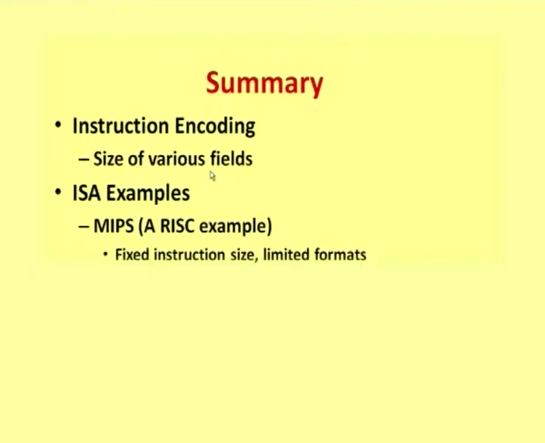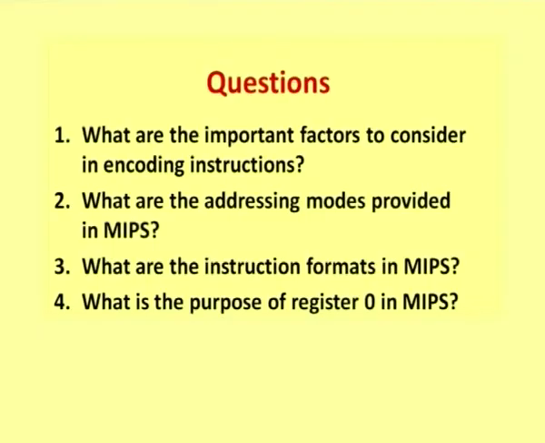To summarize, we have looked at the size of various fields and how they are calculated for an instruction encoding, and we have looked at one ISA example, which is the MIPS architecture. It is an example of a RISC architecture. It uses fixed instruction sizes and limited formats. We saw that there are only 3 formats that are used to give our required complete set of instructions and addressing modes.